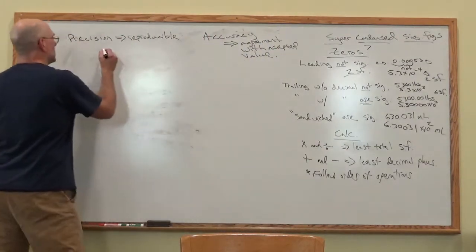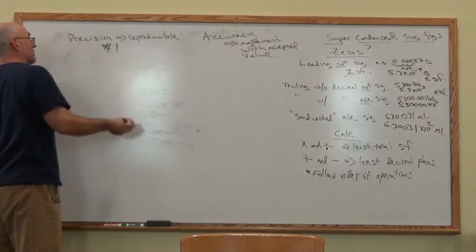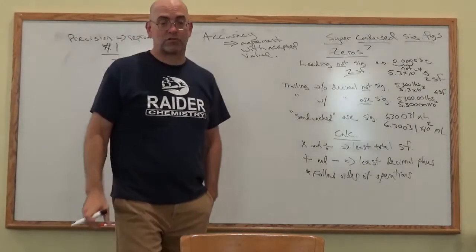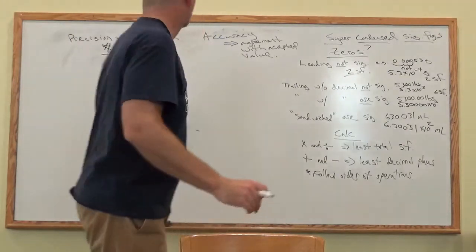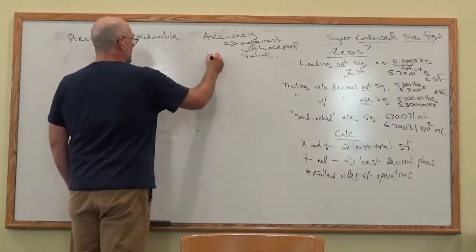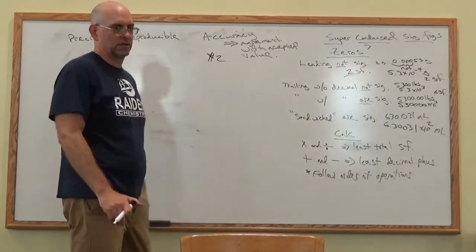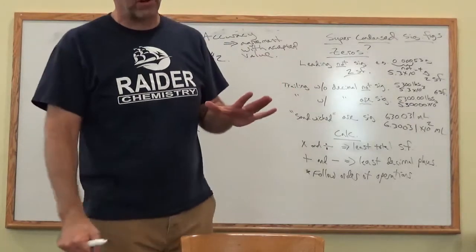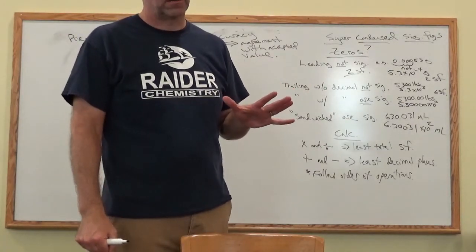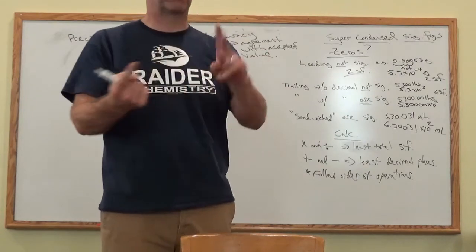So data set number 1 is definitely more reproducible. Data set number 2 is definitely more accurate. So no one data set's better there. That's really hard to say. You want both. You want accuracy and precision.